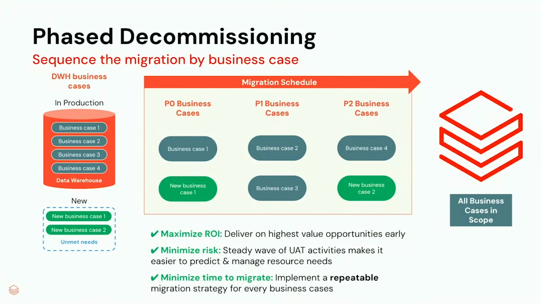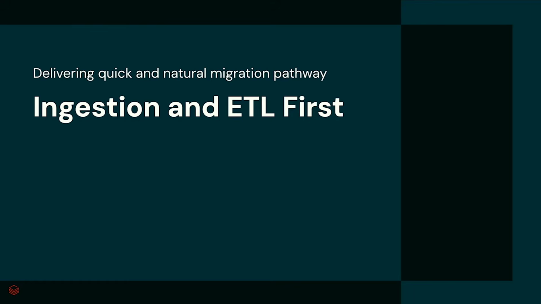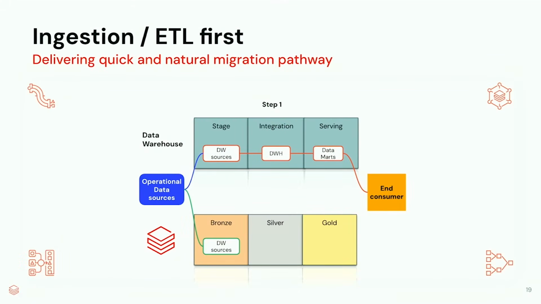So in terms of migration strategy, at Databricks we have two main migration strategies. We named them ingestion and ETL first, and BI first. What does it mean? First of all, ingestion and ETL first. This one can be recommended, for example, if you want to modernize from scratch. You will recreate all the ingestion, the ETL process, and so on.